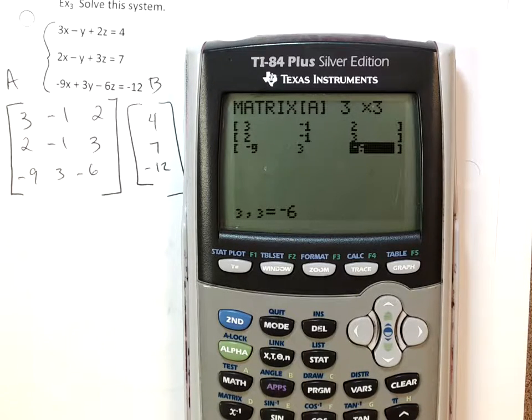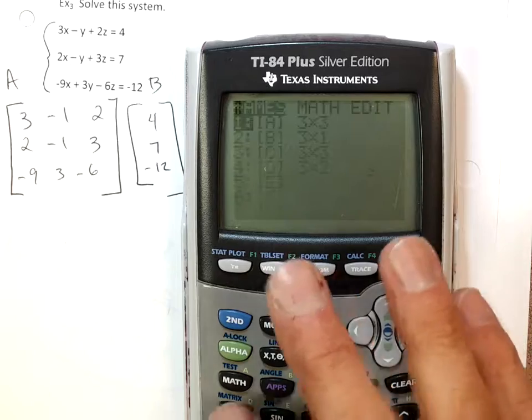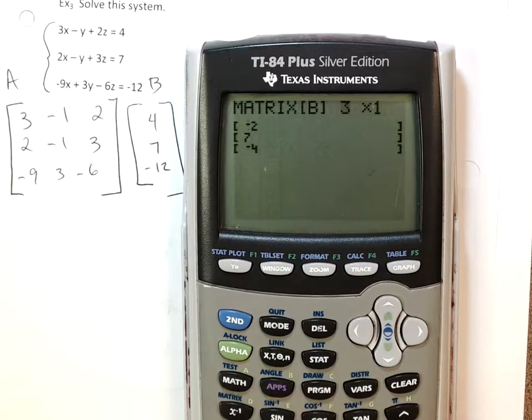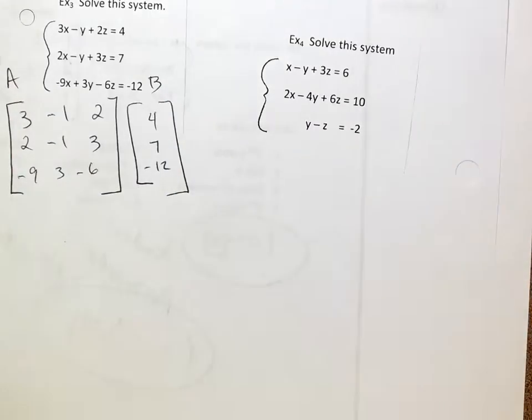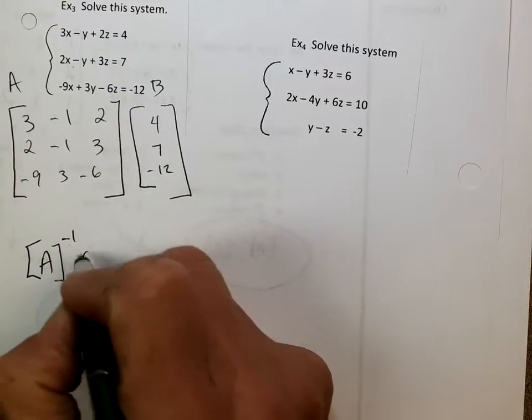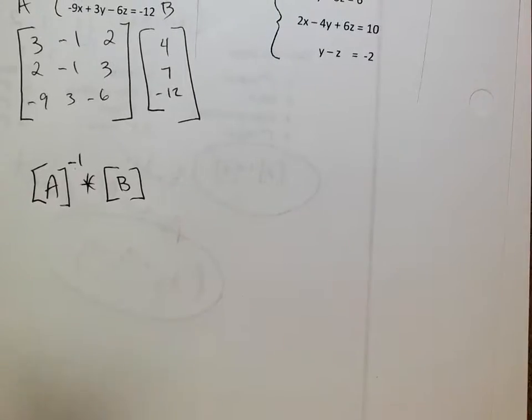Good. Hang on to that. That is correct. We're going to figure out what that means in a second. Back into matrix, because I need to edit my B. Edit B, 3 by 1. I'm going to put 4, 7, -12. Now I need to do my A inverse times B. This is the equation I have the calculator do.